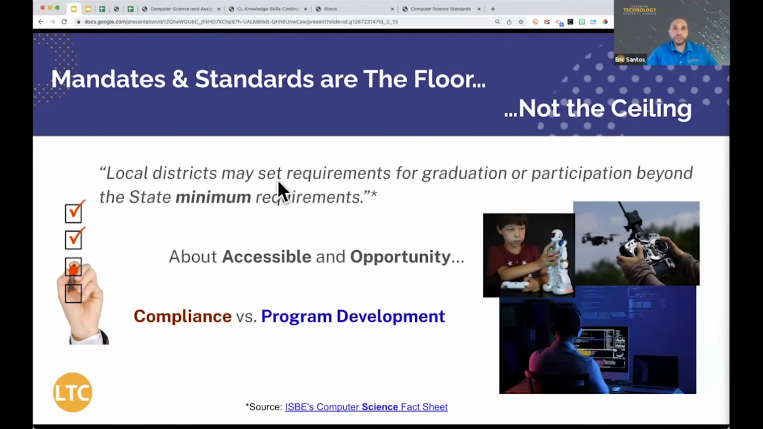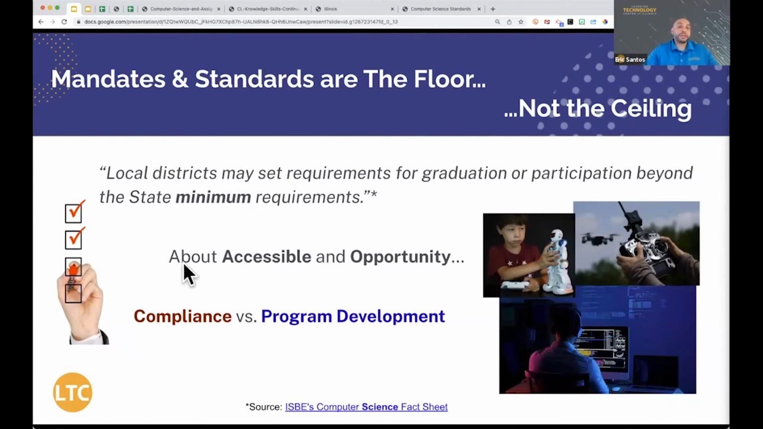Here's some of the language from the mandate. It says local districts may set requirements for graduation or participation beyond the state minimum requirements. So keep in mind, just because you're only required to have one computer literacy course, or you're only required to offer CS as an option, that's the bare minimum. It doesn't mean that a school couldn't decide to require more than that for graduation. It doesn't mean that a school couldn't offer more opportunities than what's required.